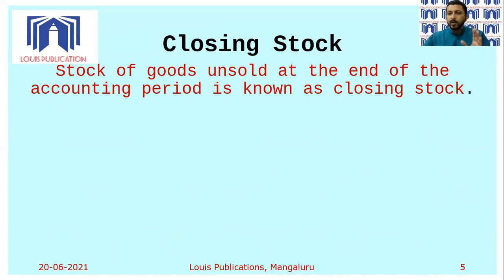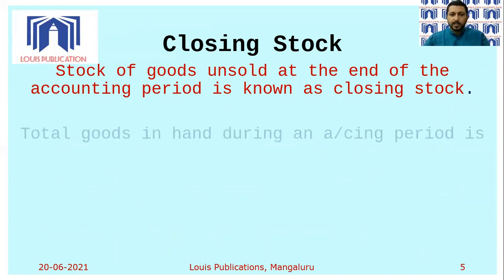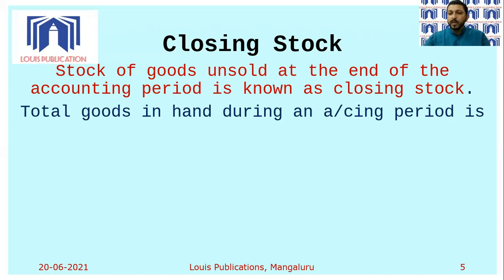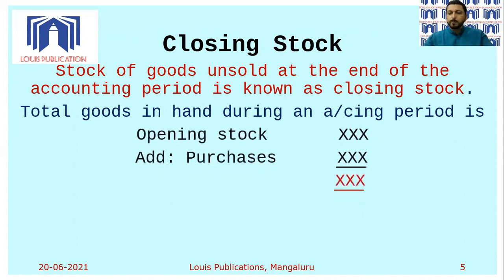So presently we had focused on closing stock. Stock of goods or materials unsold or unused at the end of the accounting period, that is called as closing stock. Now, very, very important one. As I said, this year's closing stock will become next year's opening stock. Similarly, last year's closing stock will become this year's opening stock. So opening stock of this year plus purchases of this year, if we add this number, opening stock at the beginning of the year and purchases during the year, there is great relevance of this particular number.